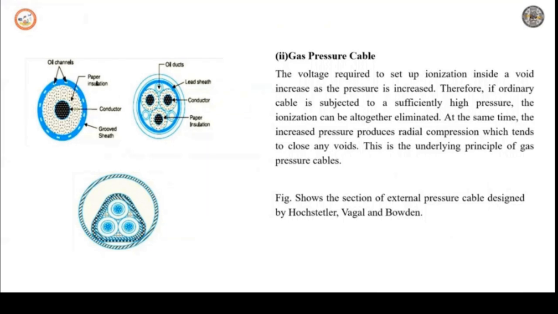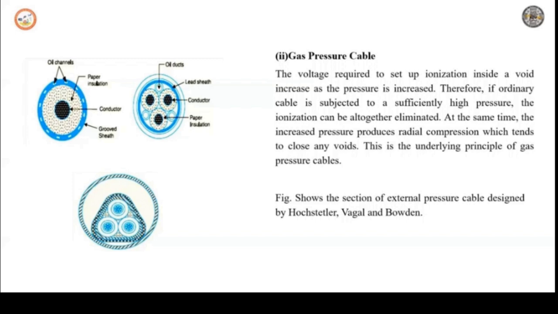In the figure, you can see the section of the gas pressure cable. The cable is triangular in shape, as you are looking at, and installed in a steel pipe. The pipe is filled with nitrogen at 12 to 15 atmospheric pressure. The remaining construction is similar to that of the solid type cable, but the thickness of the lead sheath is 75% of that of the solid type cable. There is no bedding and serving.